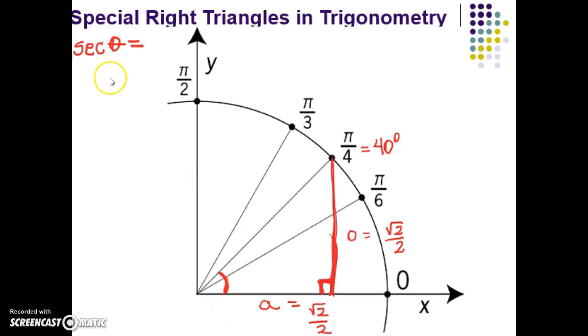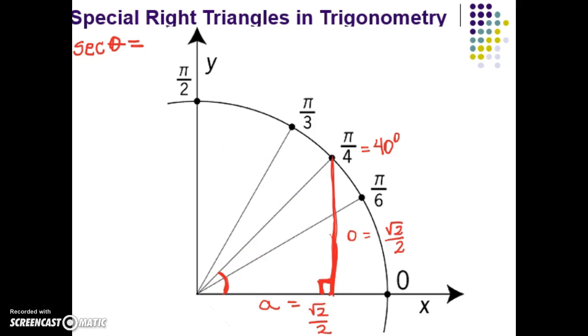I know I got cut off on the last video, but I'll pick up here. I cleaned it up a little bit. Everything's still the same. We're still dealing with our pi over 4 angle measure here in standard position. Our adjacent side is square root of 2 over 2. Our opposite side is also square root of 2 over 2 because we're still in that 45-45-90 triangle.